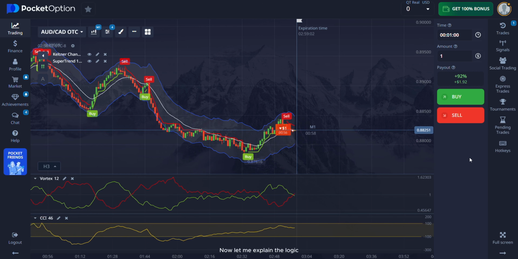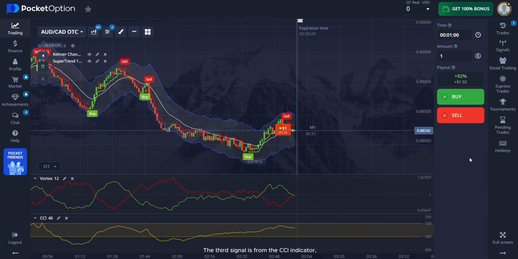Now let me explain the logic behind this entry and how the strategy works. The first thing I always pay attention to is the trend direction. In this case, we clearly see a strong downtrend, which gives us the overall bias to look for short entries. Next, the price touched the upper boundary of the Keltner channel and bounced off it. At the same time, the Supertrend indicator gave a sell signal.